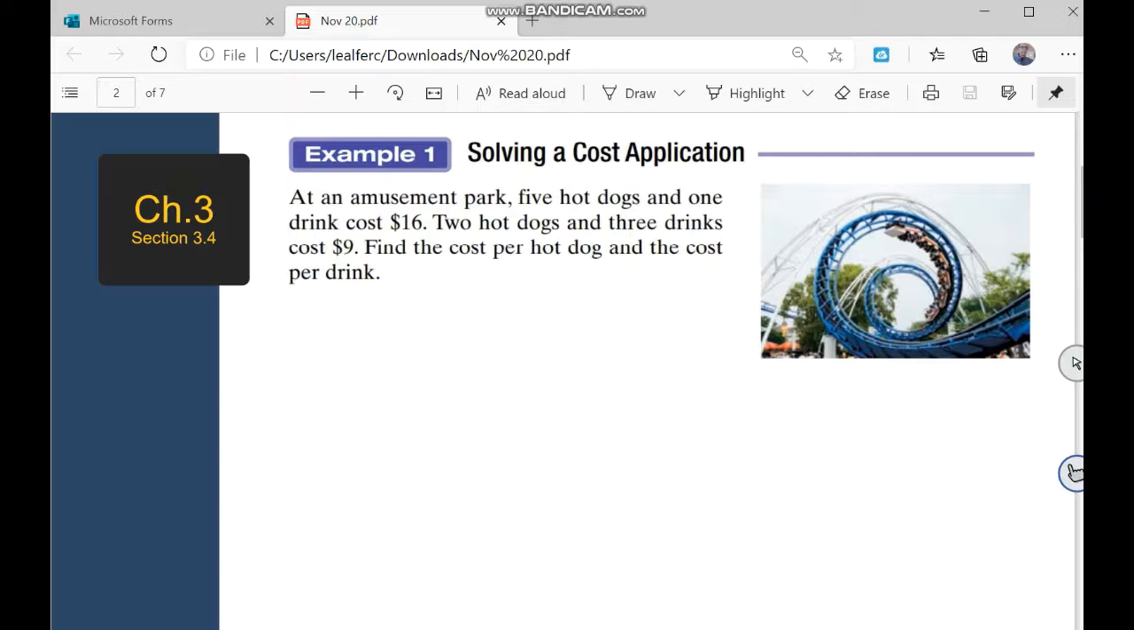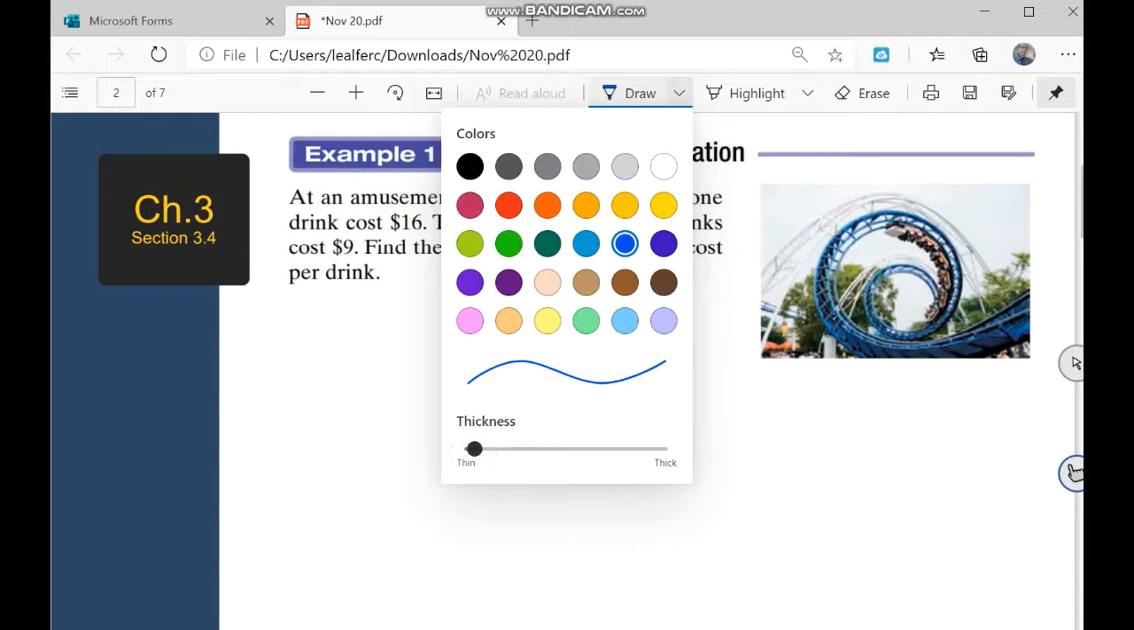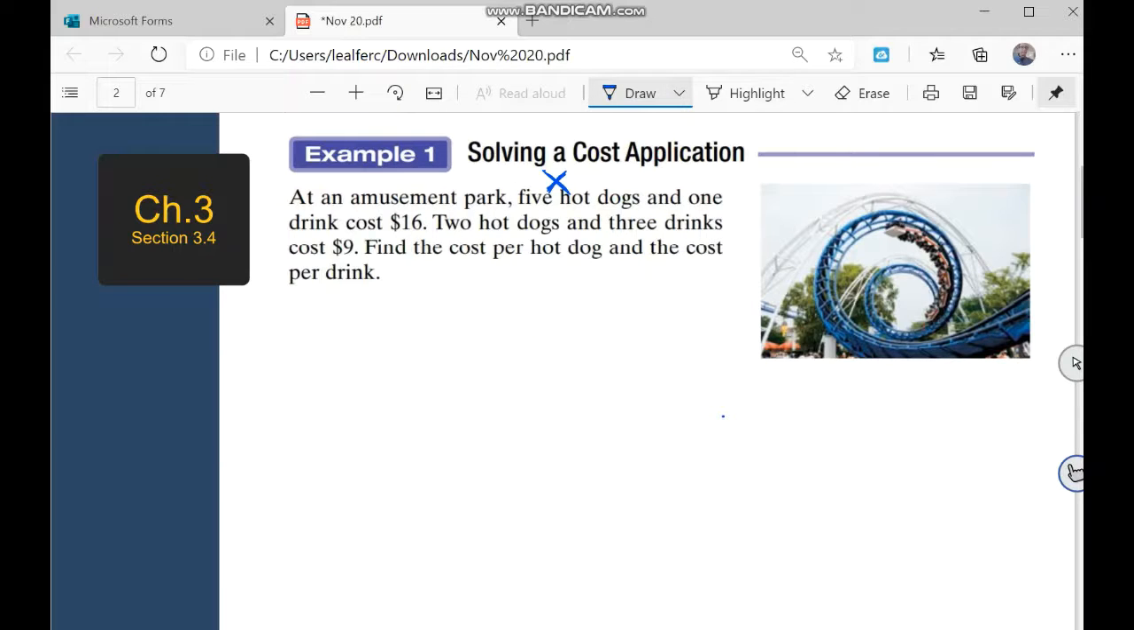But anyways, let's have a look at how to work this kind of question, because you're going to find questions like that on the exams and tests. And it's fine, let's see how to work this out. Let's say the price of each hot dog is X, and the price of each drink is Y.